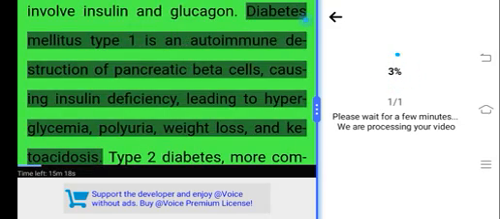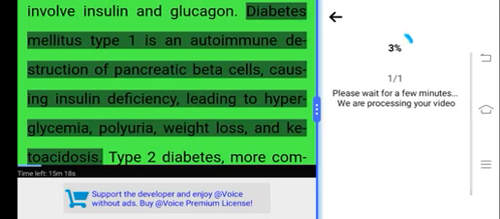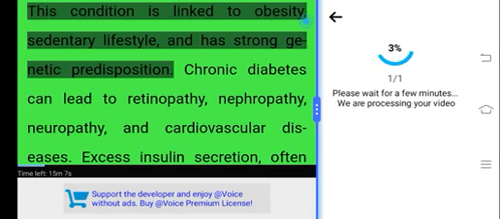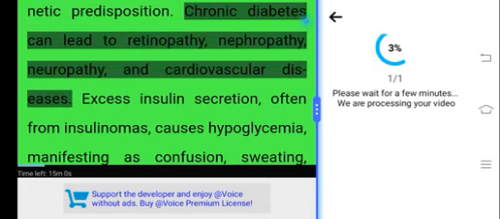Pancreatic hormonal disorders primarily involve insulin and glucagon. Diabetes mellitus type 1 is an autoimmune destruction of pancreatic beta cells, causing insulin deficiency, leading to hyperglycemia, polyuria, weight loss, and ketoacidosis. Type 2 diabetes, more common, results from insulin resistance, where cells fail to respond to insulin. This condition is linked to obesity, sedentary lifestyle, and has strong genetic predisposition. Chronic diabetes can lead to retinopathy, nephropathy, neuropathy, and cardiovascular diseases.